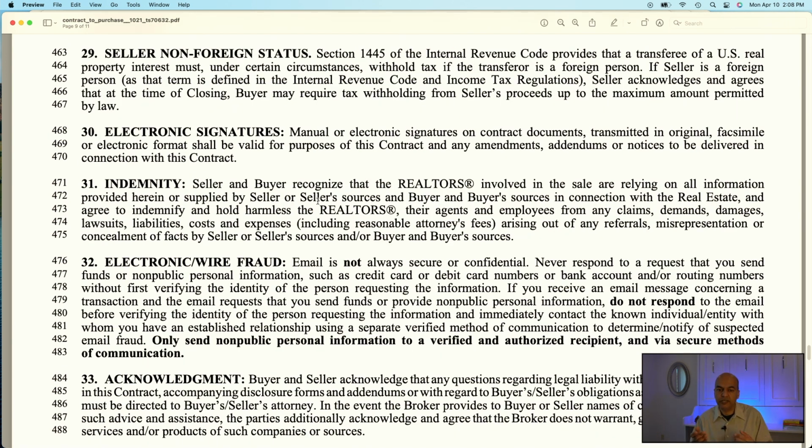Paragraph 29 relates to tax matters and whether the buyer or the seller is a foreign person. There's some different rules and reporting requirements involved. Paragraph 30, electronic signatures, basically states that electronic signatures on this contract are valid. You don't just need pen and ink signatures.